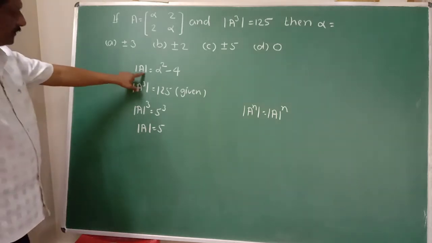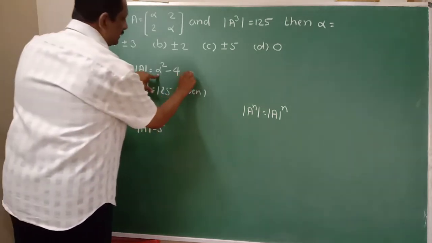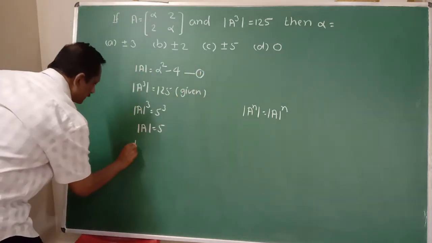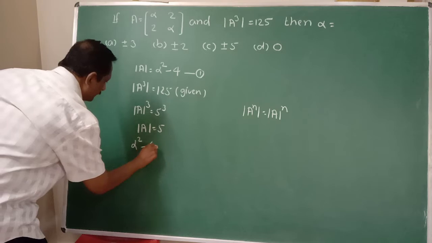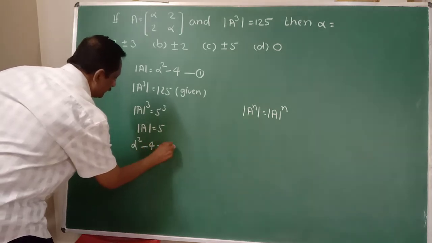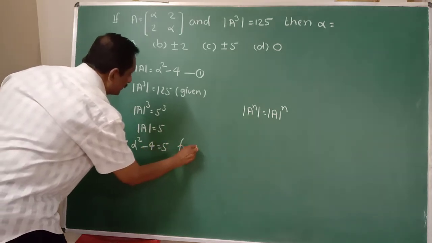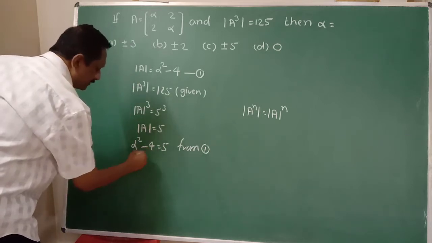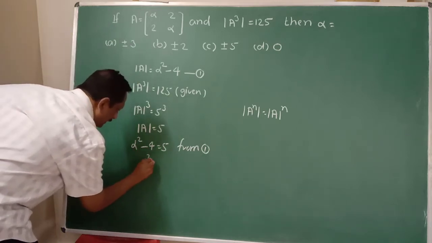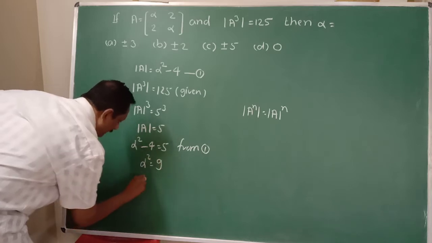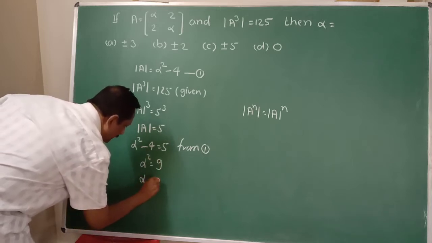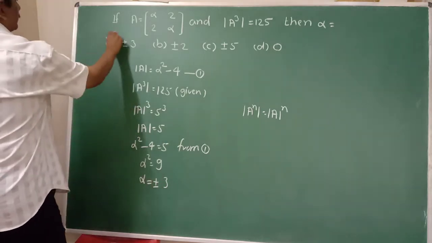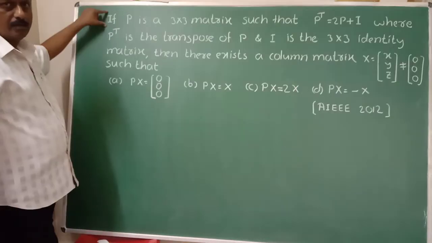But the determinant of A is alpha square minus 4. Take this one as result one here. So use here. Okay. Therefore alpha square minus 4 is equal to 5 from result 1 here. Take the minus 4 this side here. 5 plus 4 becomes 9 here. Alpha square is equal to 9. Hence alpha is equal to plus or minus 3. First option is correct.